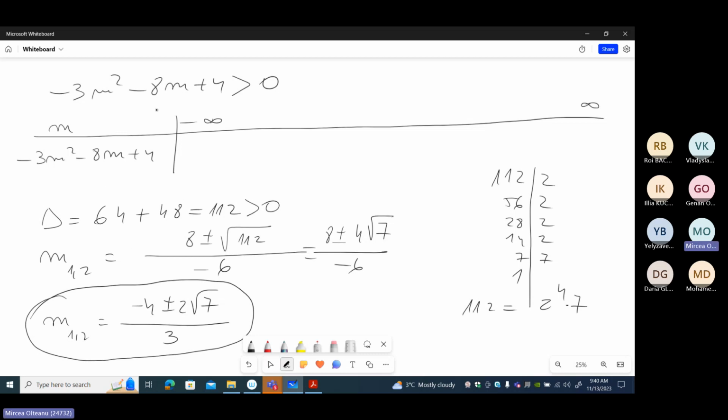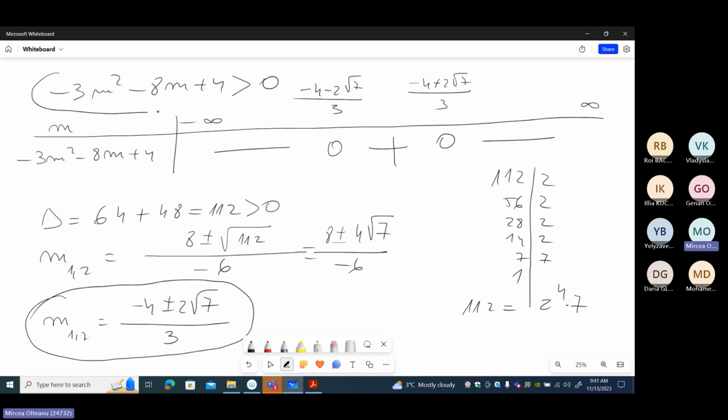We need them in order to complete this table of sign. So we shall put here minus 4 minus 2. Please, it's good to make also the computations to see if it is okay, to check everything. Okay, here is 0, here is 0. And now according to the rule, here it's negative, here it's positive, here it's negative.